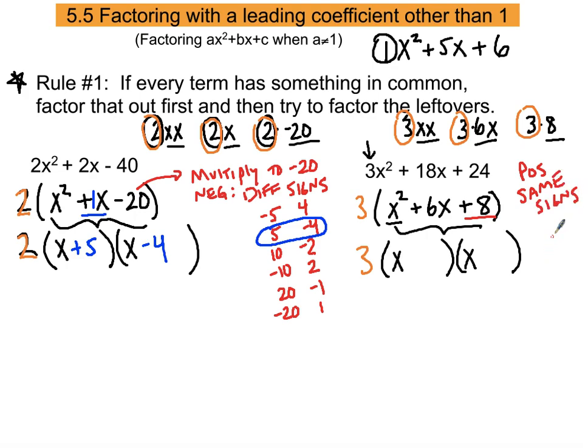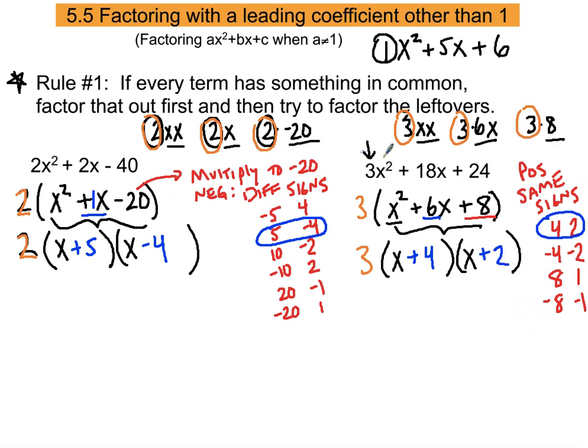So multiplying to 8, that could be a 4 and a 2. It could be a -4 and a -2, 8 and a 1, a -8 and a -1. Those are all the things that multiply to positive 8. And now we want to find what adds to 6. So out of all these combinations, this is the one that adds to 6. So a +4 and a +2.